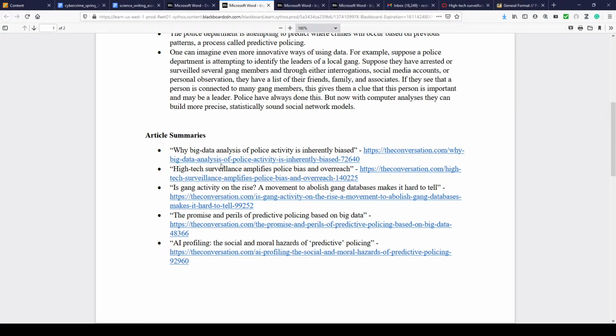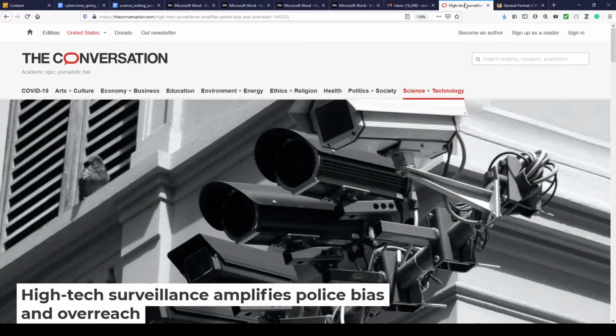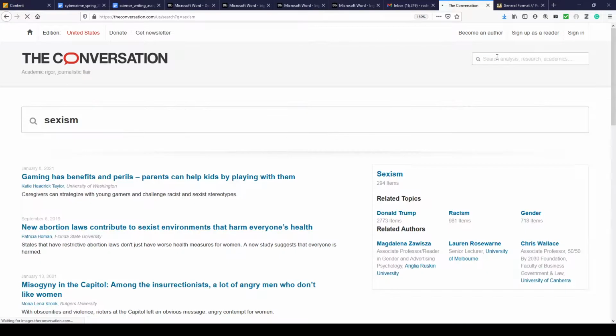Which is what I did. That article is actually one of the ones that I used to write this paper. Now, big data policing is very narrow, and not a lot of people write on this. But what if I wanted to look up sexism? Let's see what happens here.